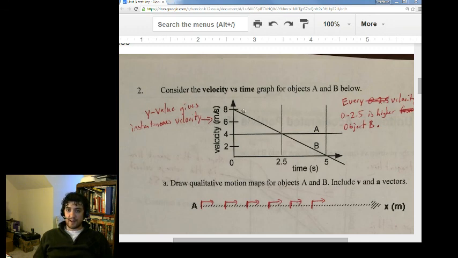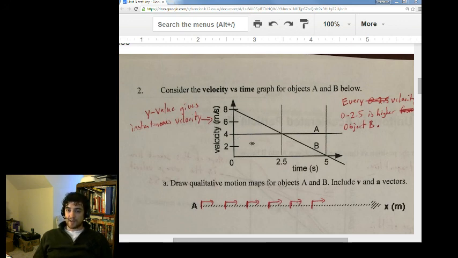So B, until the very last instant, was always going faster than A. So on average, it was definitely going faster than A. That's one way to come at this. The other way is to think about displacement. The one that is going faster on average will have displaced farther during the amount of time.